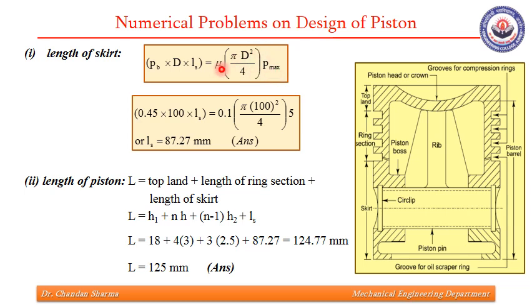In this question we have been given that the ratio of side thrust taken by piston to the maximum pressure is 0.1. So mu will be 0.1 over here. PV is given to us as 0.45 megapascal. D is the diameter of bore, which is 100 mm. LS is length of skirt, which we are supposed to find. Mu is 0.1, D is again 100 mm, and P max is 5 megapascal. When we put all the values, length of skirt comes out to be 87.27 mm.